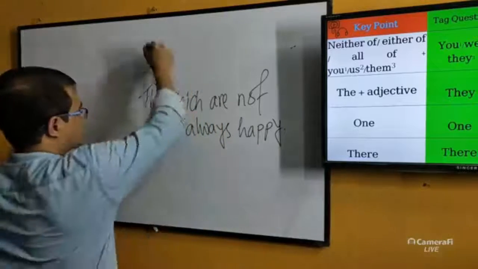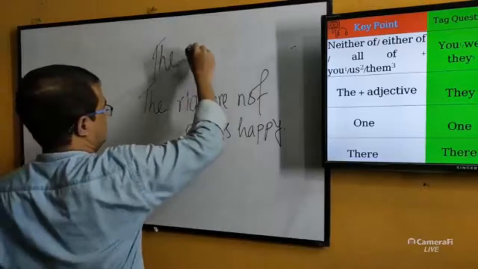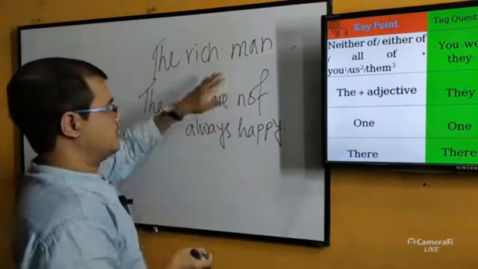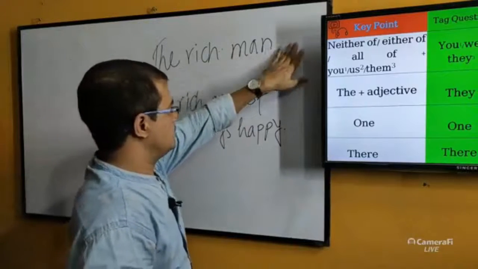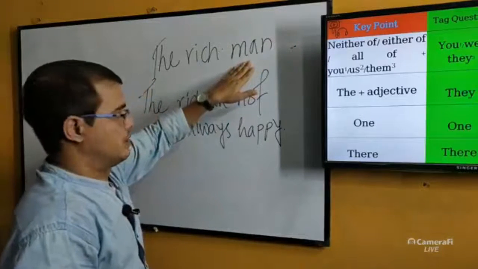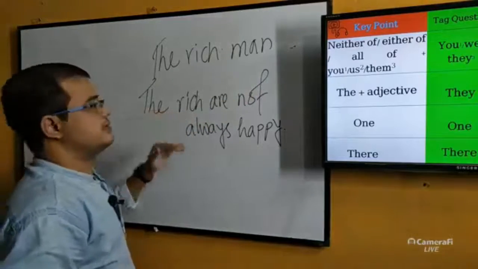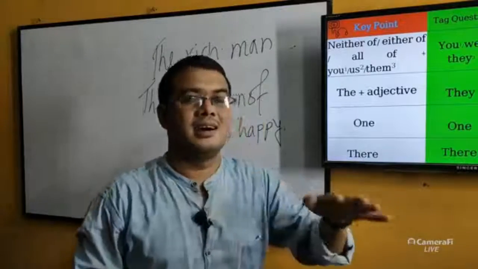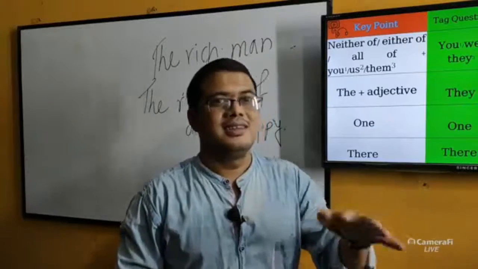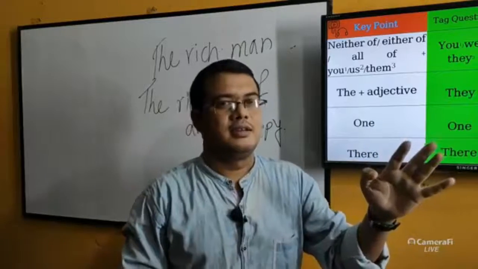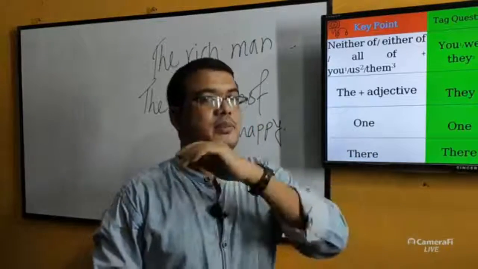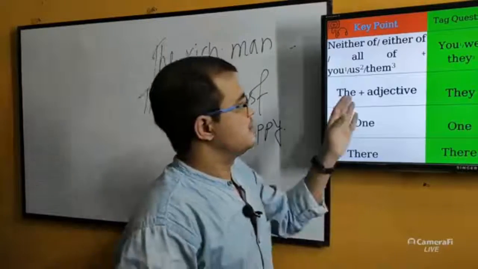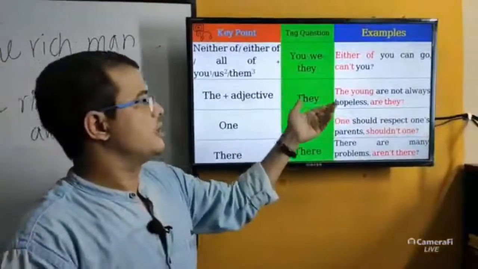Like the rich man, I haven't used this one. If there is any noun, then you need to use pronoun according to the noun. Since there is no noun, the plus adjective refers to the whole group, the whole group of people. The rich, গরিবেরা, the lame, খোড়ারা, the blind, অন্ধরা, the privileged, privileged মানে যারা সুবিধাভোগী, so the plus adjective refers to the whole group, and that is why we have used they.